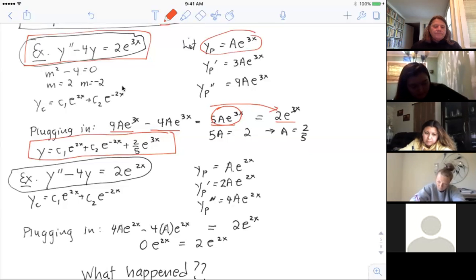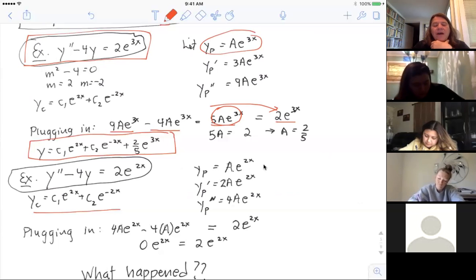All right, now I want to do another one. Notice on this one that the left-hand side, that is the DE itself over here, is exactly the same. So my YC is going to be exactly the same. My right-hand side looks exactly like this one did, except I changed it a little bit. I changed it to an e to the 2x here. And it's still got a constant on it. So my guess here is going to be a e to the 2x.